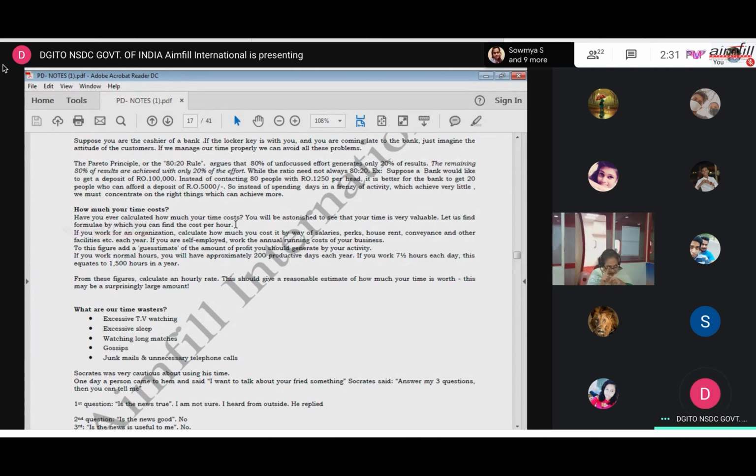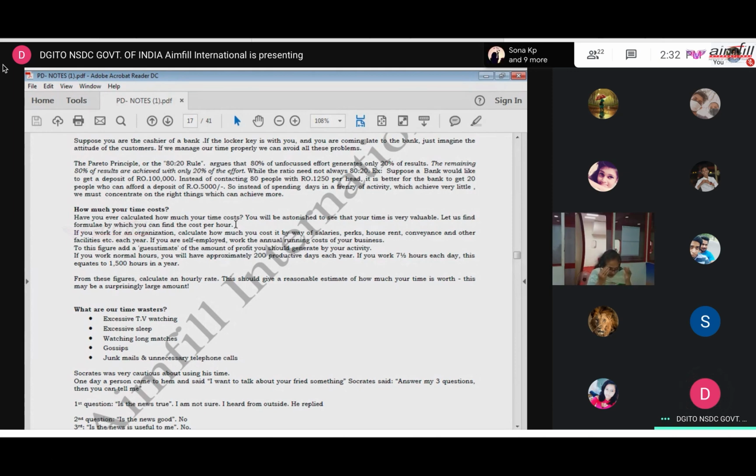Number 3, travel allowance, etc., 10,000. This is an approximate figure I'm giving you, okay? Tell me how much the total comes to annual salary. Calculate and tell me. 6,30,000, okay? That's your annual salary. Total 6,30,000. Annual means yearly.